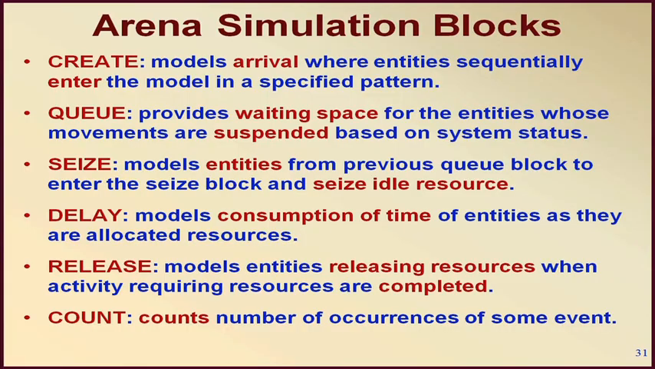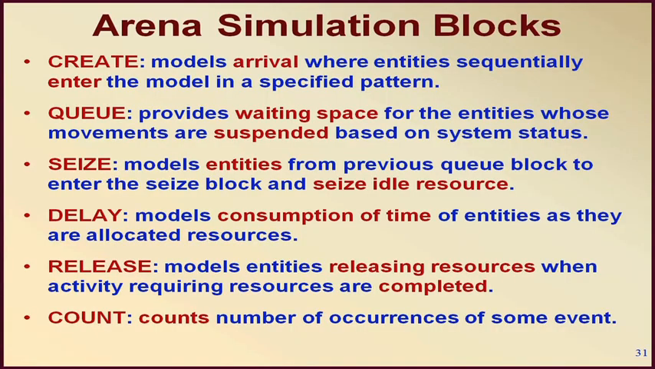The second building block is called a queue. The queue provides a waiting space for the entities whose movements are suspended based on the system status. Why are they suspended? Because if the system status is busy, these units cannot go to the next unit, where service is being provided, so they wait in a queue, which is essentially called a waiting space.